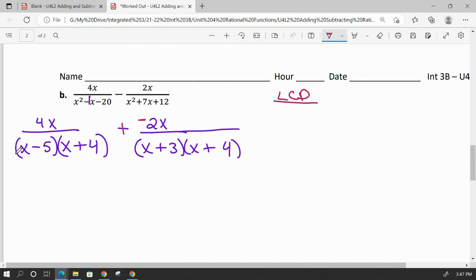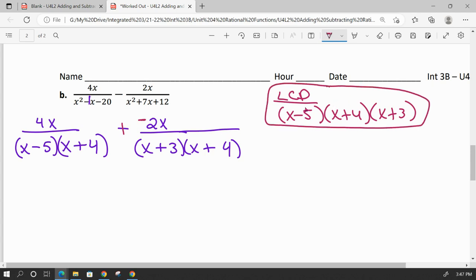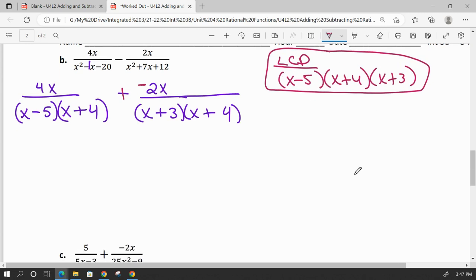So over here you have a factor of x minus 5. So your least common denominator has to have a factor of x minus 5. You've also got a factor of x plus 4, which means your least common denominator has to have a factor of x plus 4. Over in the other fraction, you have a factor of x plus 3. So your least common denominator has to have a factor of x plus 3. You also have a factor of x plus 4, which is already in our list, so we do not need another one. So now we're trying to get our denominator to have all three of these factors.